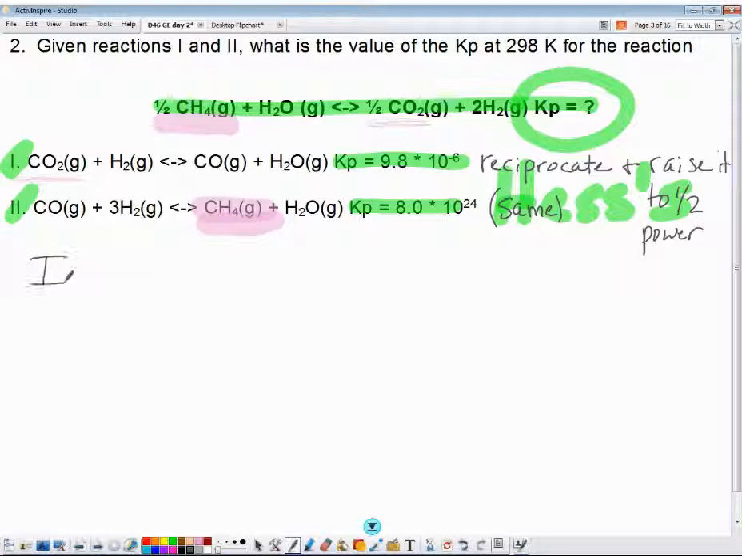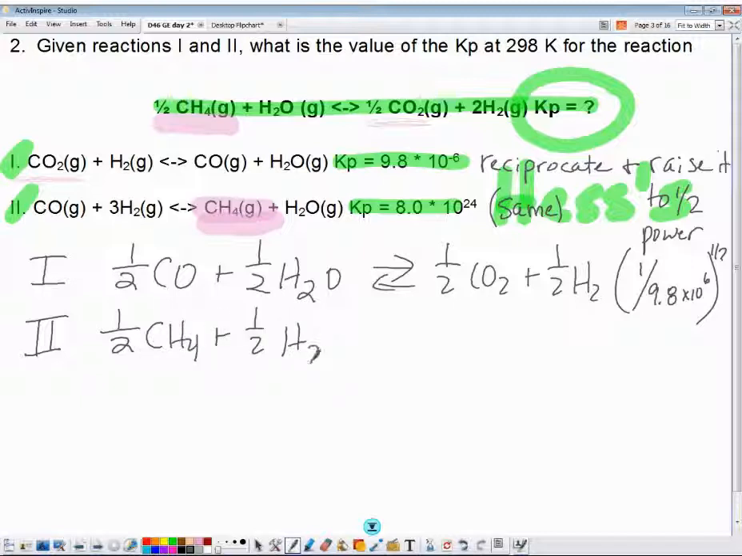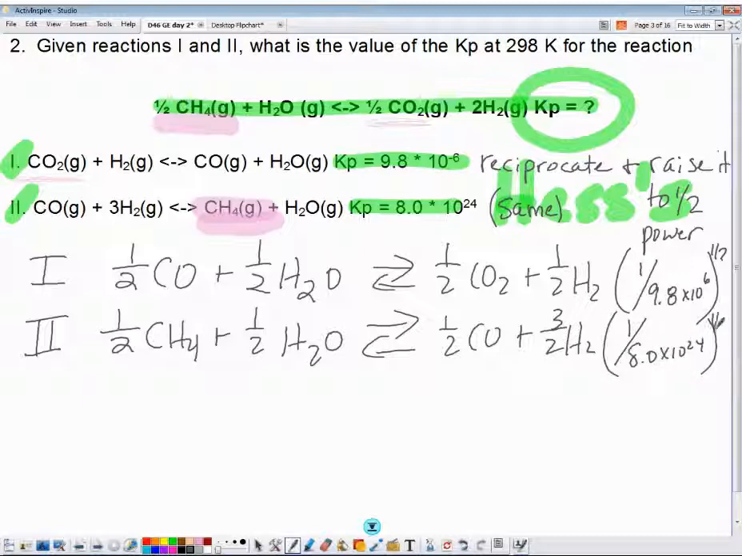So we're going to take the first equation, flip it, and multiply all the coefficients by 1/2. So 1/2 CO plus 1/2 H2O is going to yield an equilibrium 1/2 CO2 plus 1/2 H2. That Kp is going to be reciprocated: 1 divided by 9.8 times 10 to the 6 raised to the half power. Agreed? Okay. The next equation, which is 2, is going to do the same thing. We're going to flip it and multiply all the coefficients by a half. So 1/2 CH4 plus 1/2 H2O yields an equilibrium 1/2 CO plus 3/2 hydrogen. And so that Kp of 8 times 10 to the 24 is going to be 1 over 8 times 10 to the 24 raised to the 1/2 power.